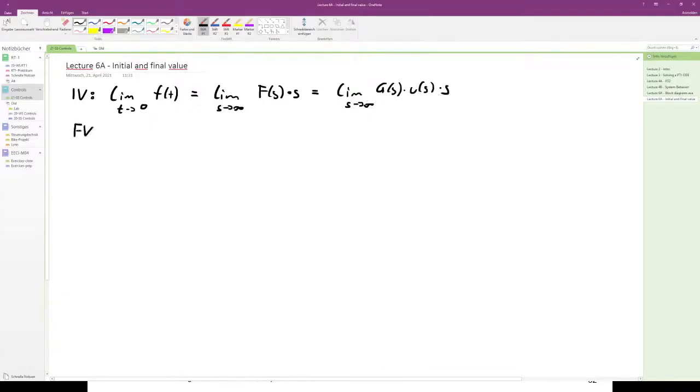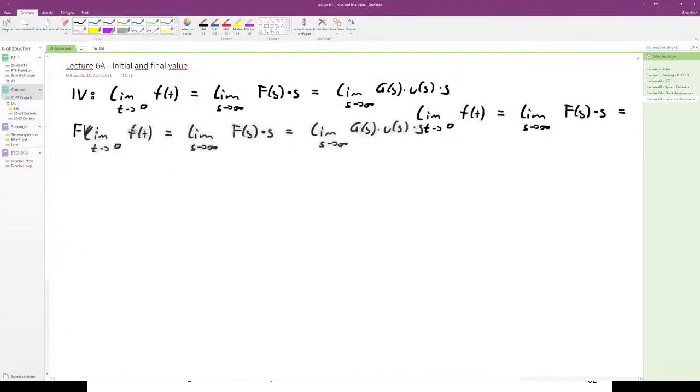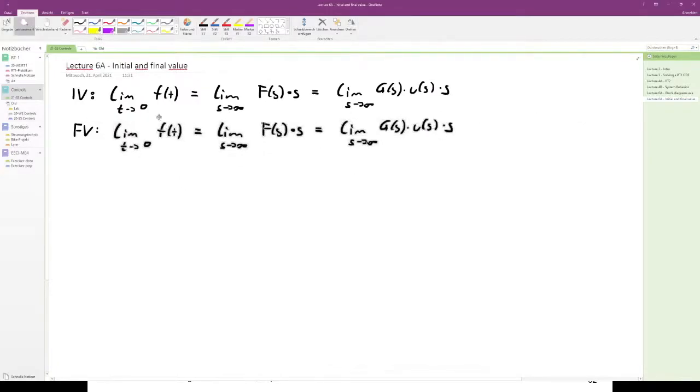The final value then looks pretty similar. Let's copy and paste this here. The only thing which is different is this here, so it's not that hard to remember. For the final value, we want to go to infinite time. We want to know what's happening if we just wait long enough, and that means we need to let s go to 0, right?